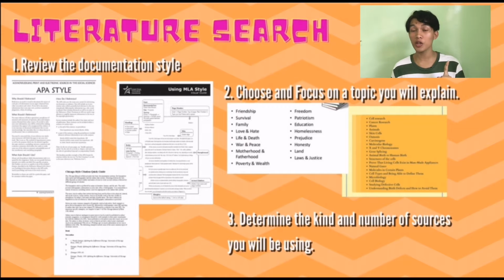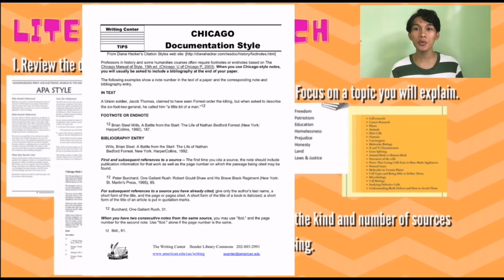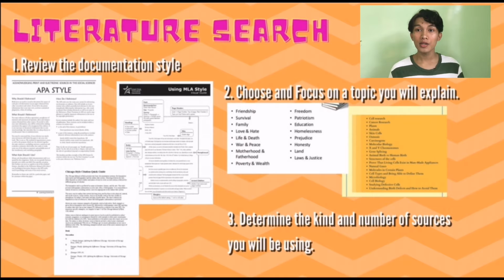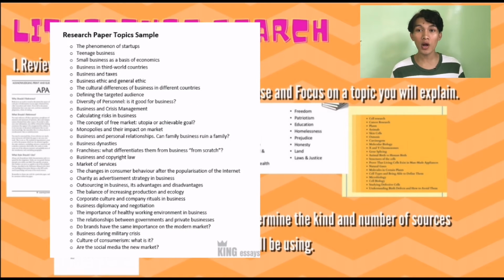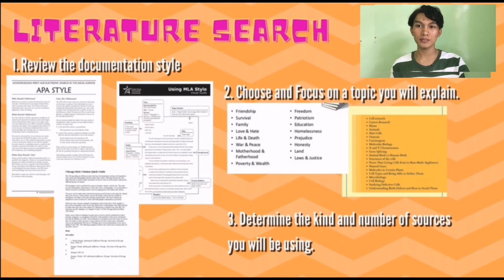Number 1 is to review the documentation style, if it is APA, MLA, or Chicago. And number 2, we have choose the topic that you will explain. Below are some examples of the topic that you might be explaining. Number 3, we have determine the kind and number of sources that you will be using. Will your literature review be exclusive to articles or will it include other documents? Will you focus on experimental studies or will you also include theoretical papers that explain a theory?